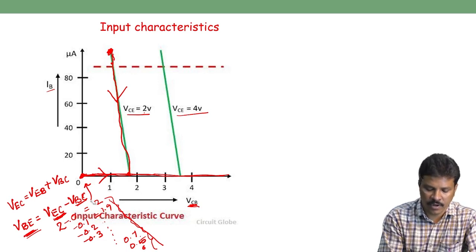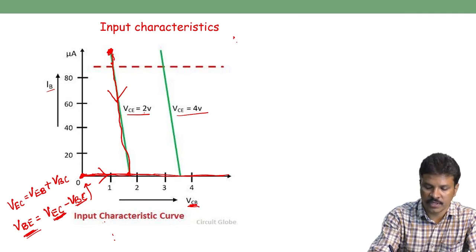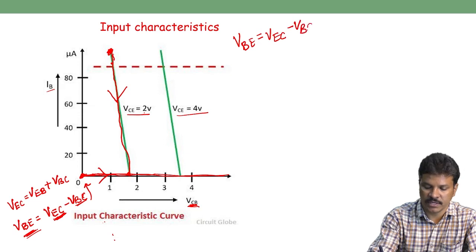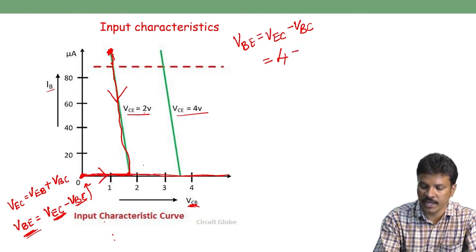Similarly, keep VC at some 4 volts. VBE is equal to VEC minus VBC. According to the procedure, keep the output voltage constant at some 4 and change the input voltage from 0, and observe the input voltage and input current.